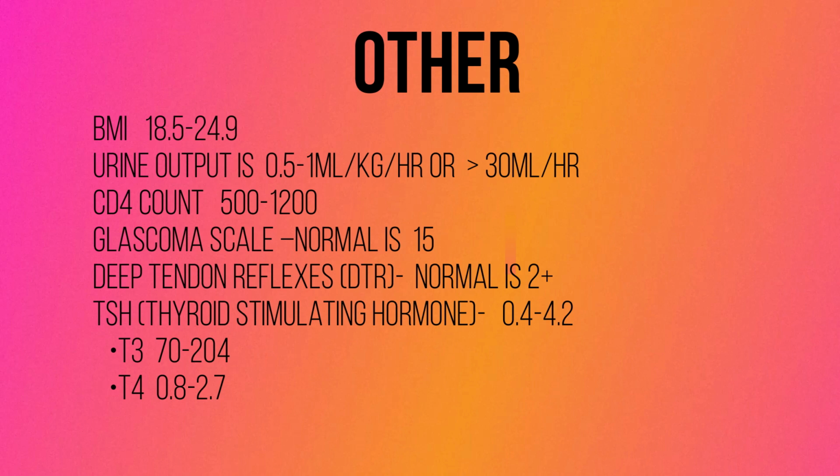But with TSH, if it's high, then it means hypothyroidism. And if T3 and T4 are high, it means hyperthyroidism. So they have an inverse relationship. If TSH is high, it's hypo. And if T3 and T4 are low, then it's hypothyroidism.